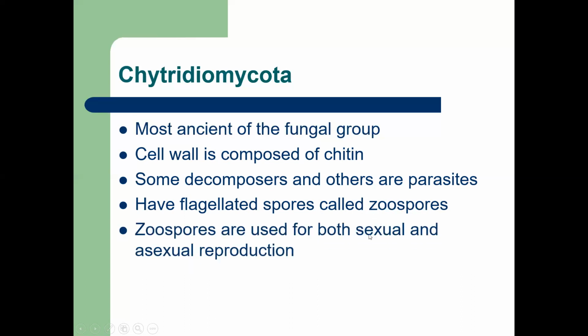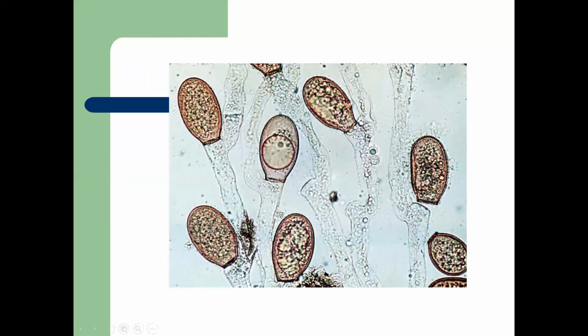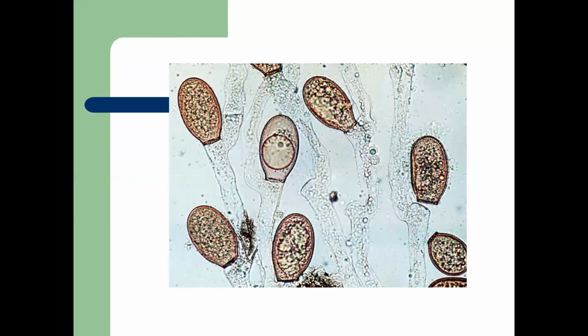Zoospores are used for both sexual and asexual reproduction in this phylum. And that's one of the things that distinguishes this phylum from the phylum that it was originally classified into. Zoospores are produced in a sporangium. This is a picture of some. And that is all I've got on that for slides.